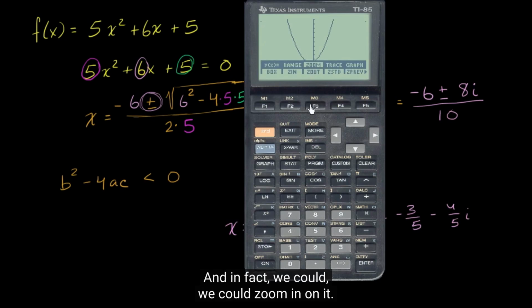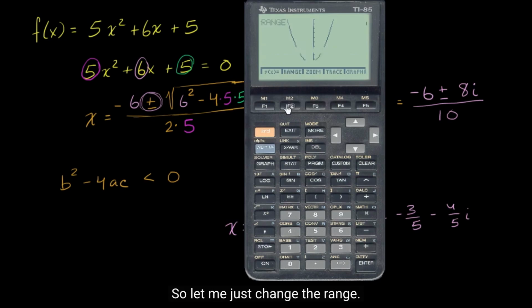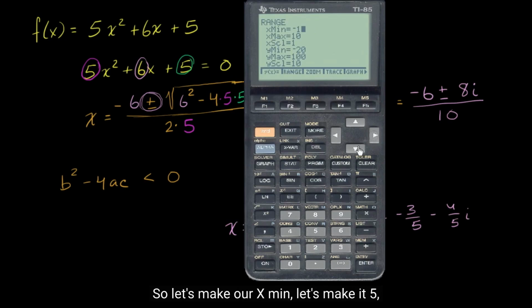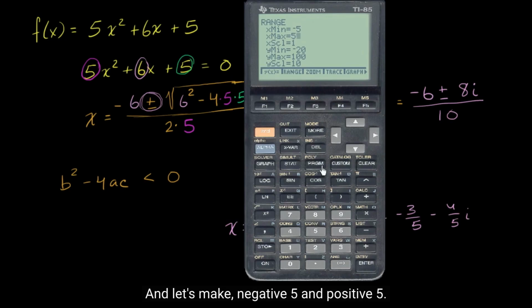And in fact, we could zoom in on it. It's a little bit hard to see, so let me just change the range a little bit. Let's make our x min negative 5, and our x max, whoops, not 50, let's make that 5. So negative 5 and positive 5.